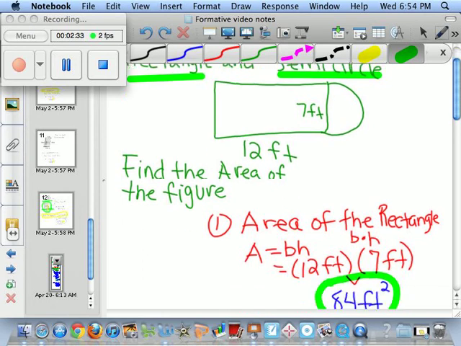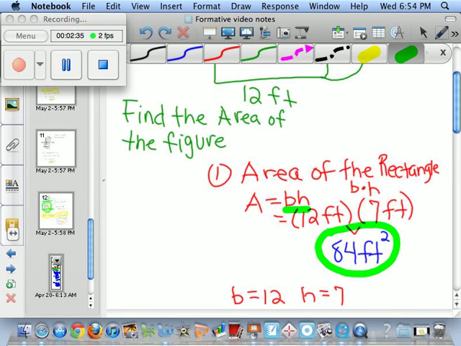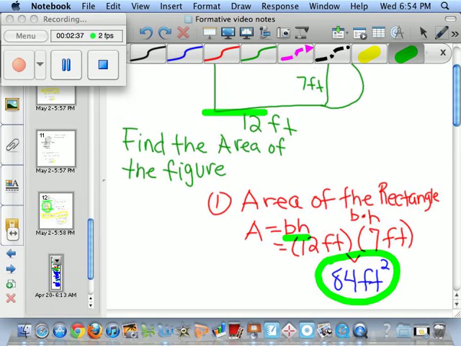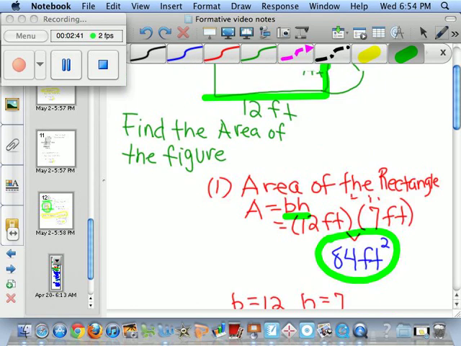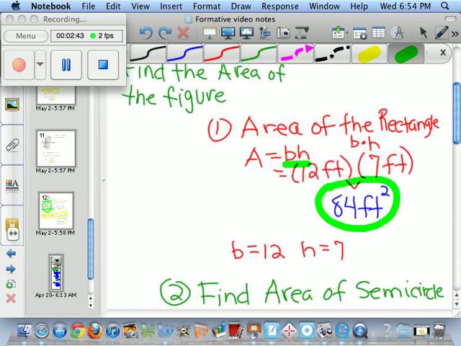So first, area of the rectangle, base times height, we know that. Well, our base is 12 and our height is 7. Simply just multiply 7 times 12 and you'll get your area, 84 feet squared.